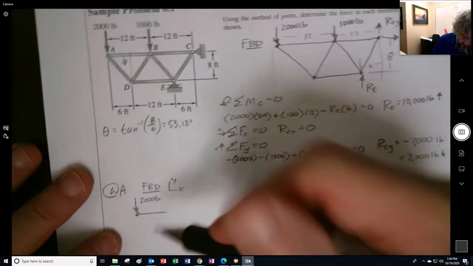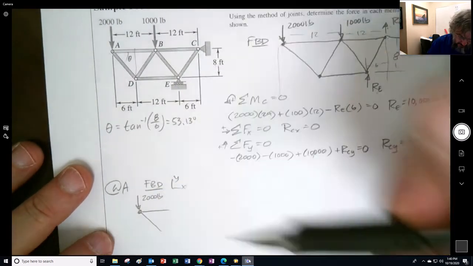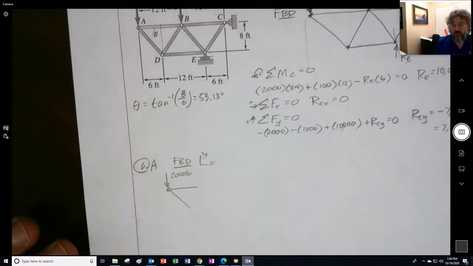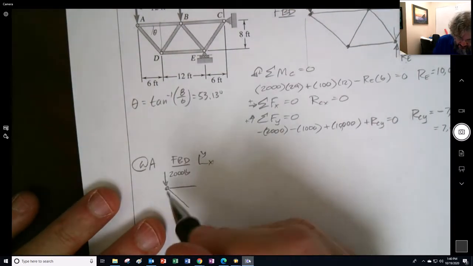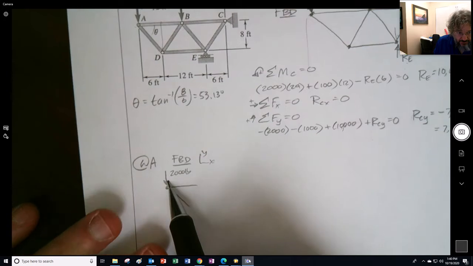And now we want to draw these lines right here. And we can use logic to decide what direction these are going to go in. First off, this thing is completely up and down.